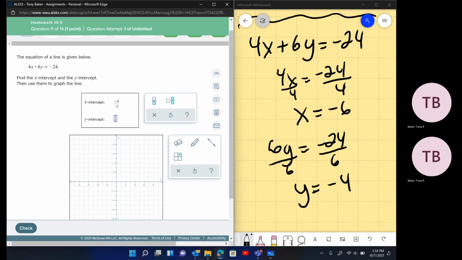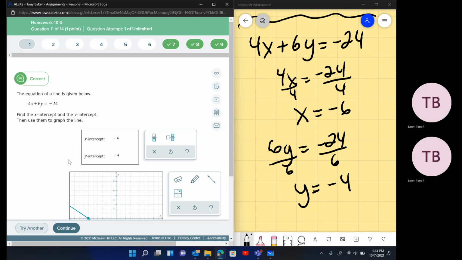So my -6, -4. If they're whole numbers, I would just use the pencil to graph them. If they're not whole numbers, I would use the little plot tool, which we will do in a little bit. I'm going to show you that one too. So -6 and -4. Yes. So connect my 2 dots and graph it.